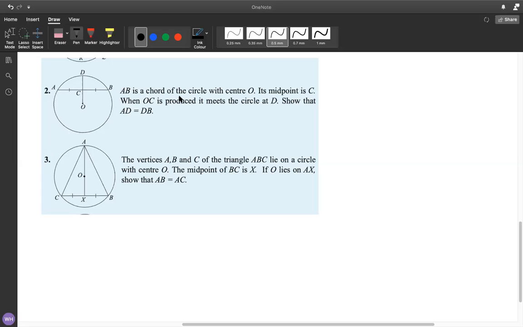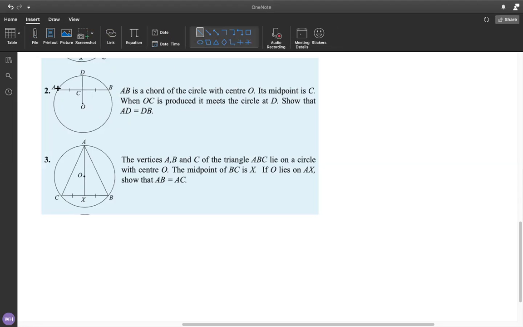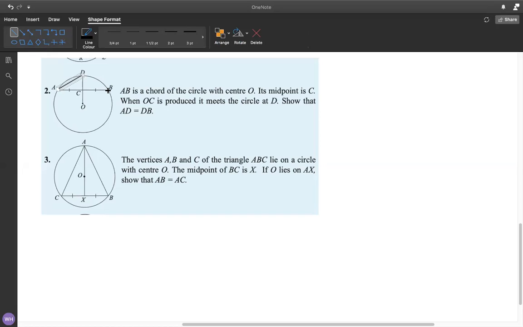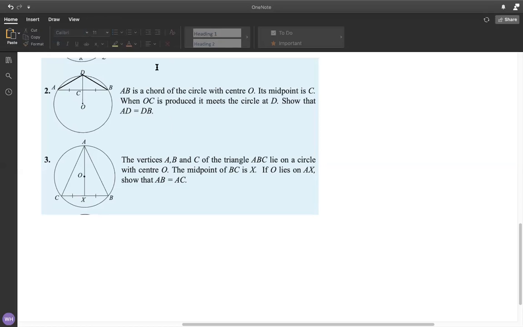So AB is a chord of the circle with center O. Yes, we can clearly see that. Its midpoint is C. Okay, so then AD equals DB. Probably I can see that you will need a construction. Construction: joining AD and DB.